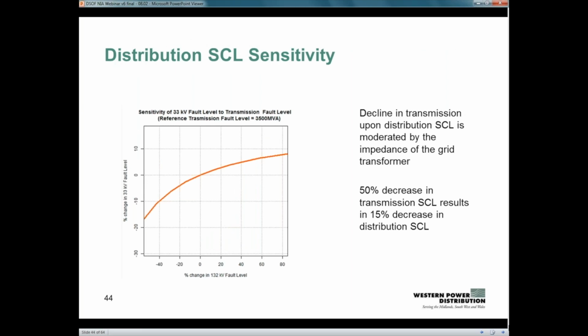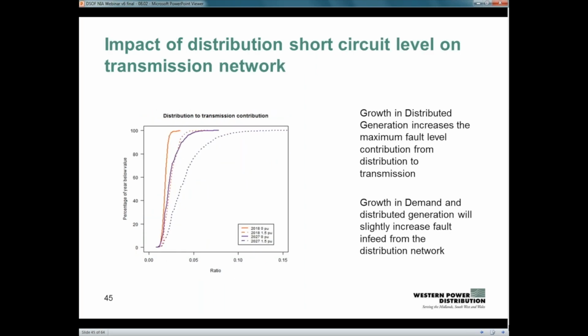So we had a look at the sensitivity in terms of an increase or decrease on the transmission system, and how that is then mirrored in the distribution system through the transformer. And our results showed that a 50% decrease in the transmission short circuit level only results in a 15% decrease on the distribution system or distribution busbar short circuit level.